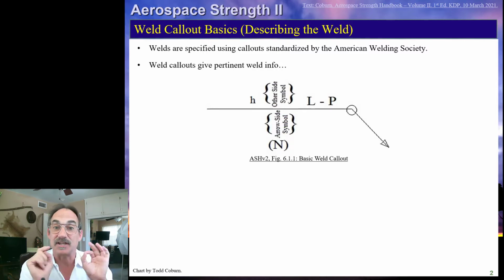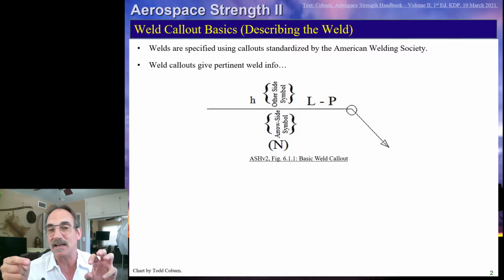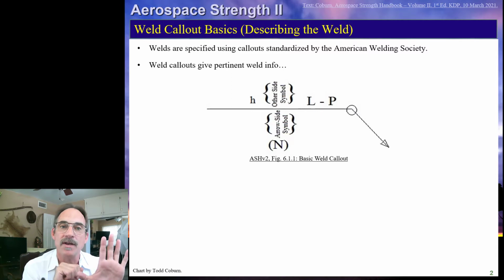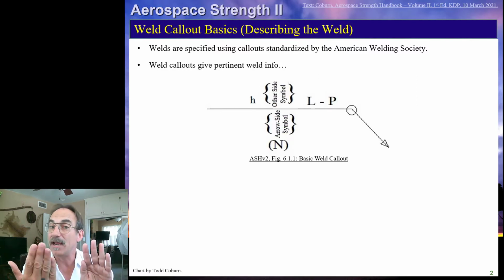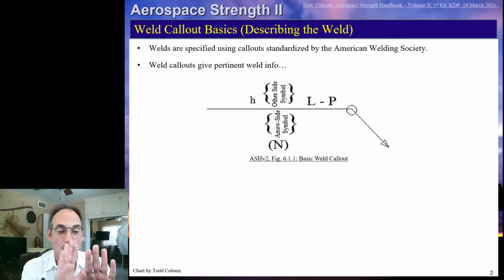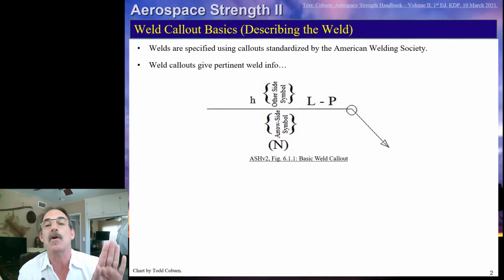Now, if there's a second number, an L, a number, and then a dash and another number, that second number is the pitch or the spacing of welds. So if we have a 1-3, that would mean the weld is 1 inch long, and then they're repeated every 3 inches, and if there's no other information, we will assume that that pattern of 1 inch long by every 3 inches occurs the entire length of the part as long as it can until the end of the part.